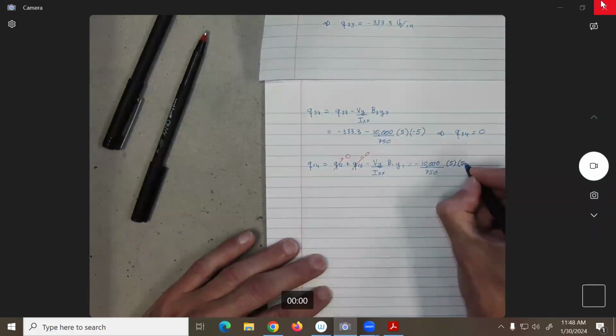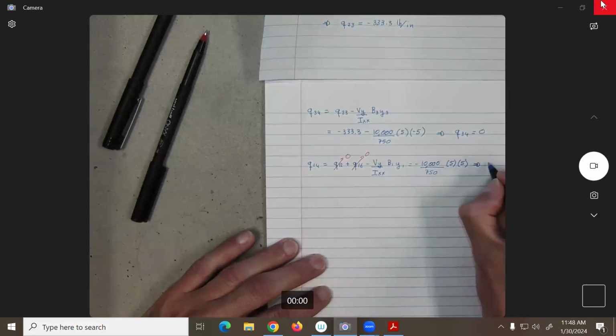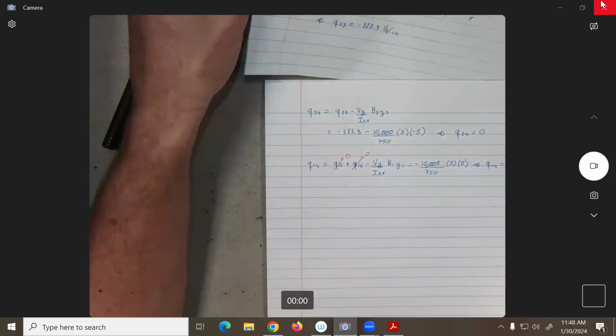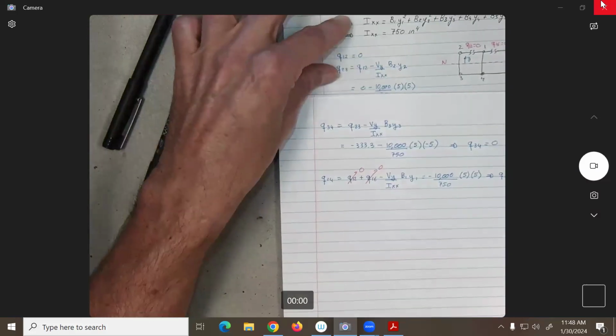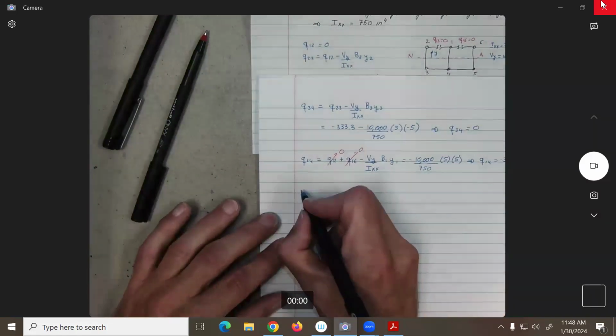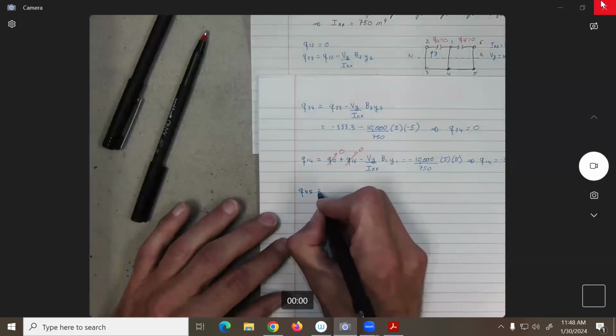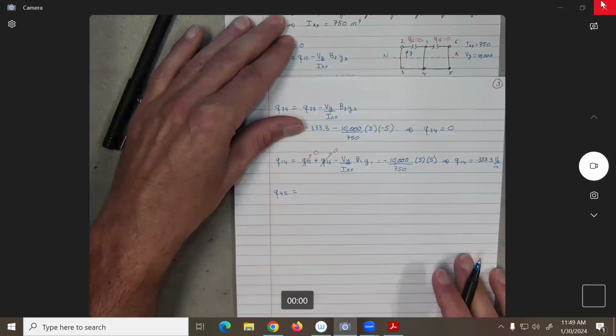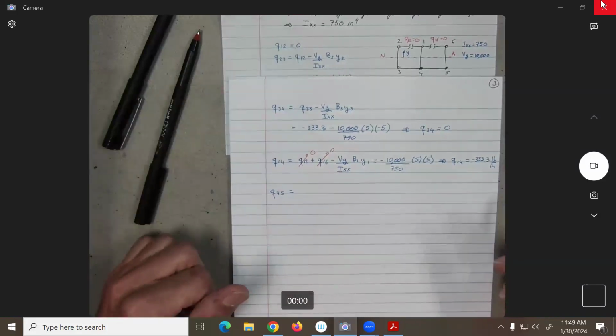What would be Y1? 5. So Q14 is equal to what? Negative 333.3, 333 over 1, 0.3. Now, we're looking at this figure. Now we can do Q45. So what will be Q45? Let's go over your notes.